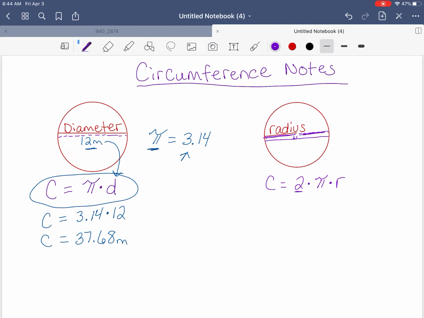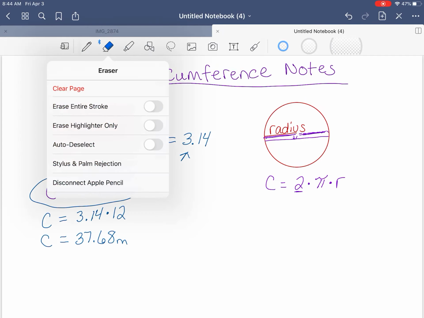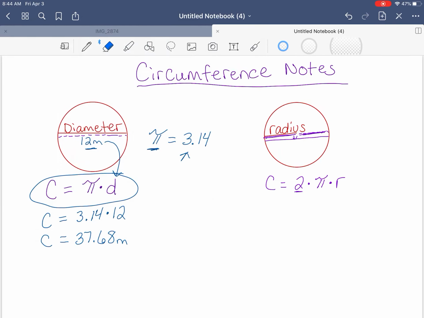So let's say on our circle here, let me just erase this, my artwork here. Hold on one second. All right, so let's say our radius on this circle is going to be 5 centimeters.